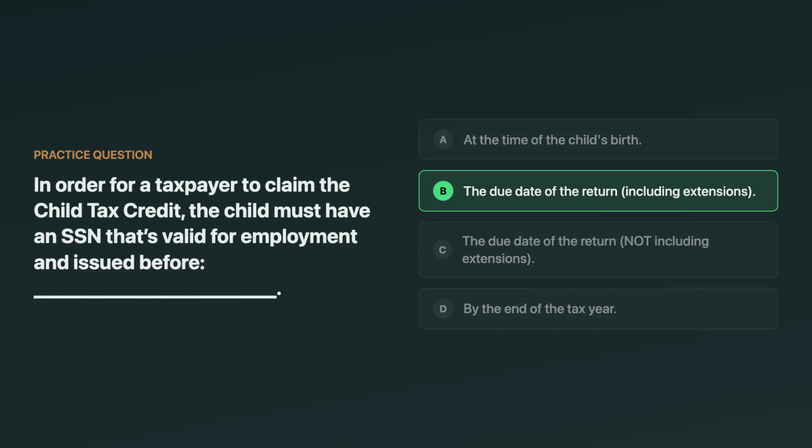The correct answer is by the due date of the return, including extensions. That's a favorite EA exam detail. A common trap is picking by the end of the tax year, because lots of tax rules use year-end cutoffs. But for the CTC SSN requirement, it's tied to the return due date and extensions count.